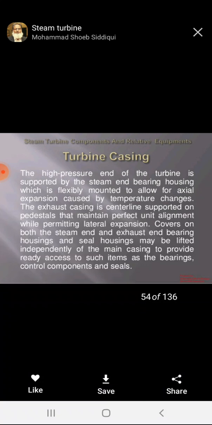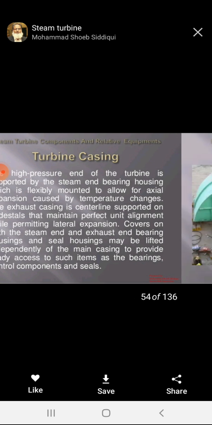Another turbine case has a cover on both the steam exhaust, so the bearing housing and the seal housings may be lifted independently. The main casing provides ready access to the bearing and the control component seal.